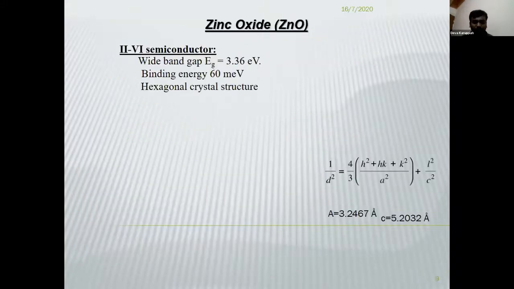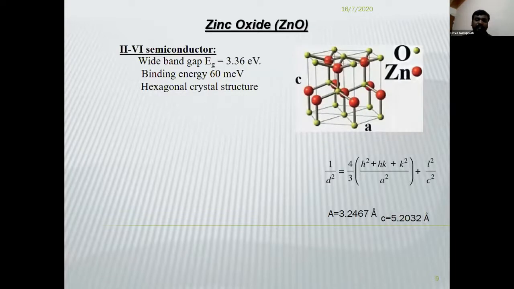Zinc oxide is a familiar semiconducting material, a group 2-6 semiconductor. The band gap is high, a wide band gap above 3.3 electron volts, and the exciton binding energy is high at 60 milli electron volts, and it has a hexagonal structure. For the zinc oxide lattice cell parameters, a and b are not equal to c. The angles alpha and beta are 90 degrees, and gamma is 120 degrees. So a and b are the same, and c is not equal to them.